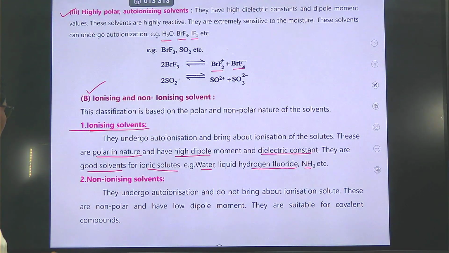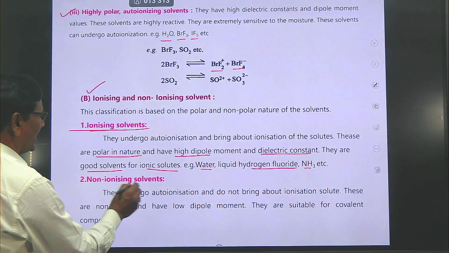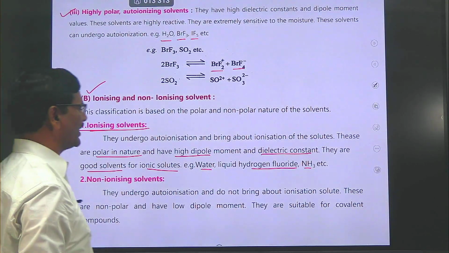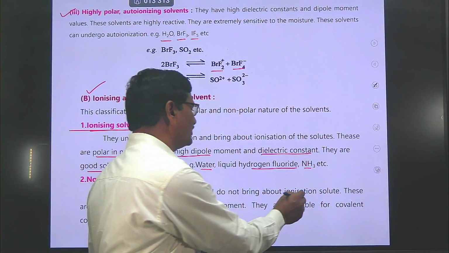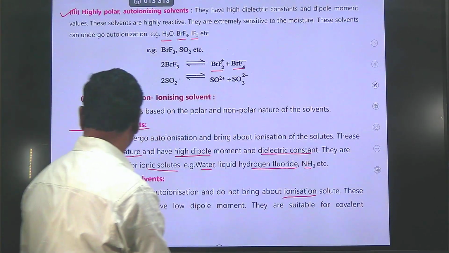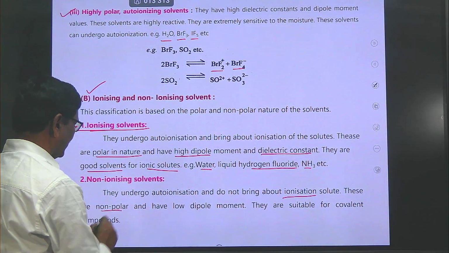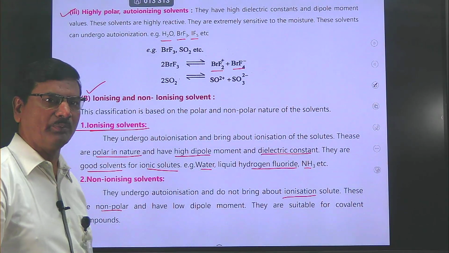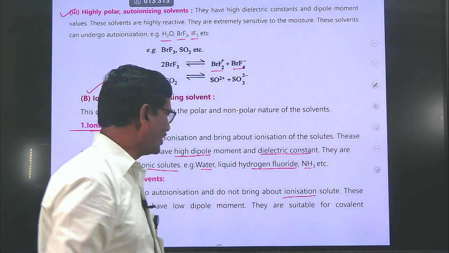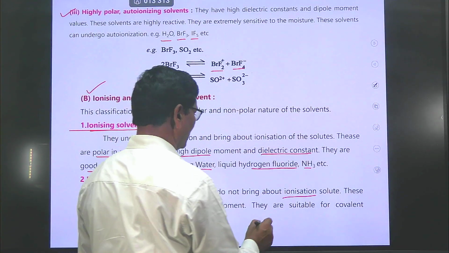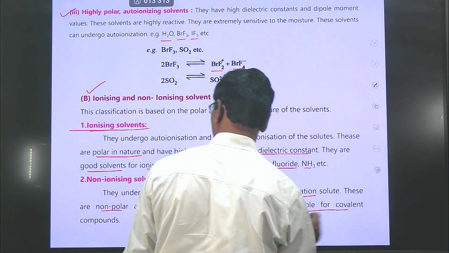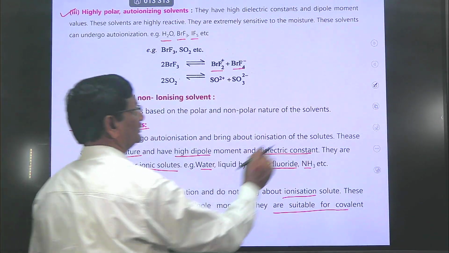Second, non-ionizing solvents do not undergo auto-ionization and do not bring about ionization of the solute. These are non-polar because poles cannot get formed. Negative and positive poles are not formed in this particular solvent. They are suitable only for covalent compounds.